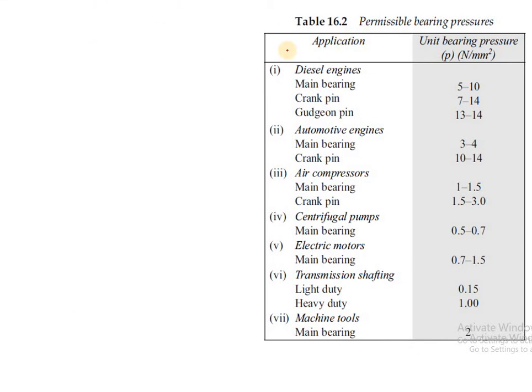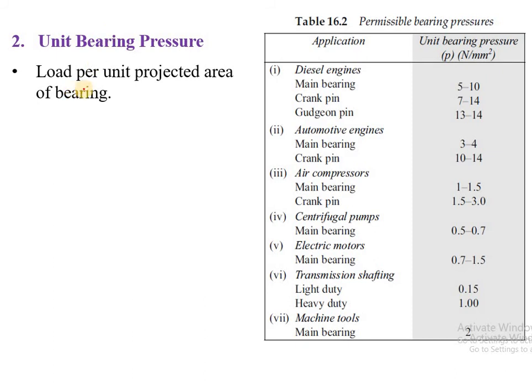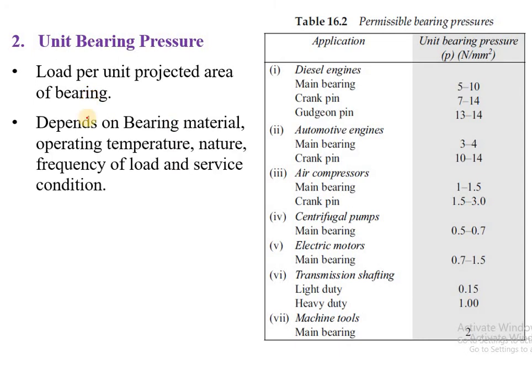Now, next we will talk about unit bearing pressure. Unit bearing pressure is nothing but load per unit projected area of the bearing. It depends upon a number of factors such as bearing material, operating temperature, nature, frequency of load, and the service conditions. So, based on applications, unit bearing pressures are given in this table. Here are the different applications, and here is the value of unit bearing pressure in Newton per mm square. So, based on application, we can select the suitable value. A range is given, out of that, we can take the average value.